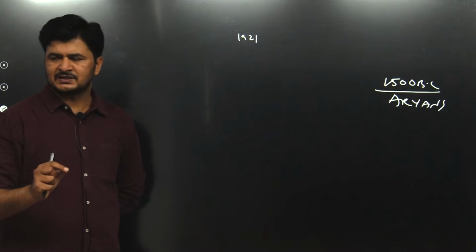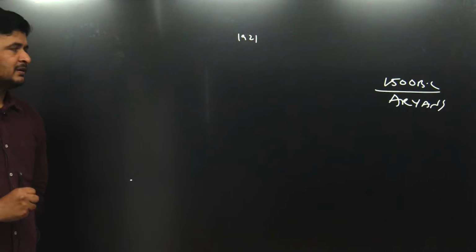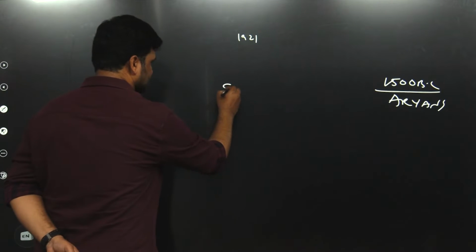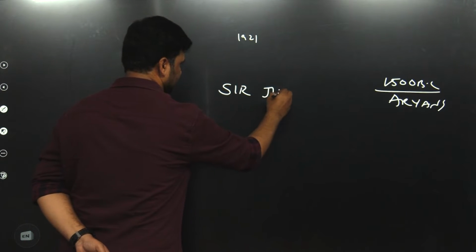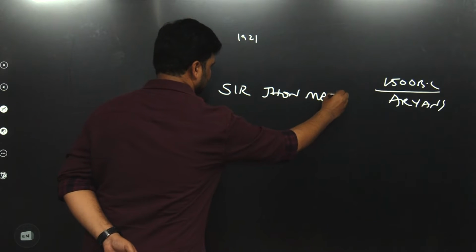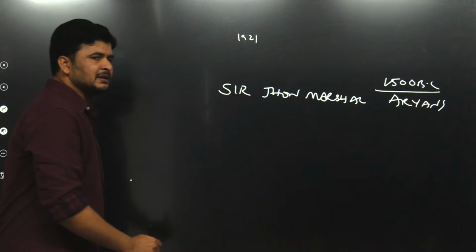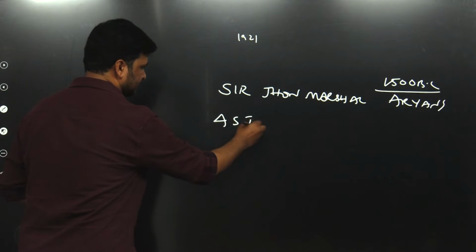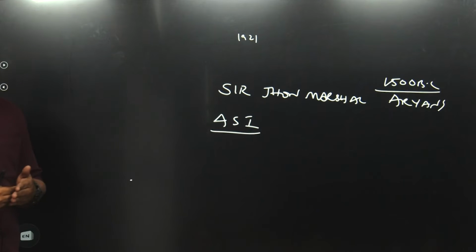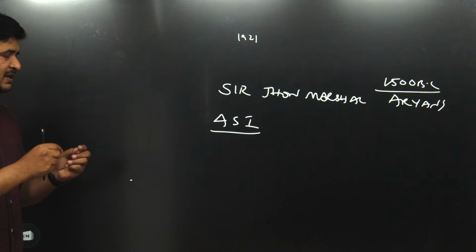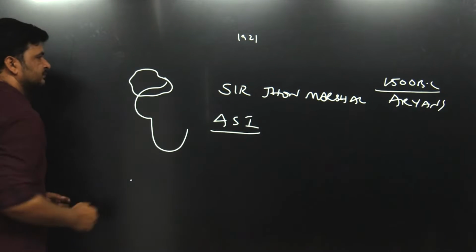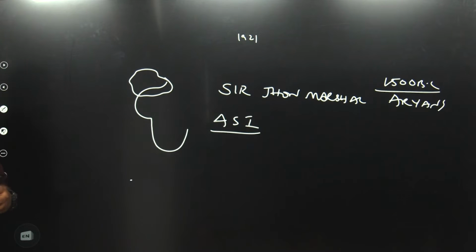So the history of India starts from 1500 BC onwards. The question is, what happened in 1921? It was under the guidance of Sir John Marshall, the then Director General of Archaeological Survey of India. We are supposed to call it Archaeological Survey of British India, but we traditionally call it Archaeological Survey of India. Under his guidance, archaeological discoveries took place in northwestern India.